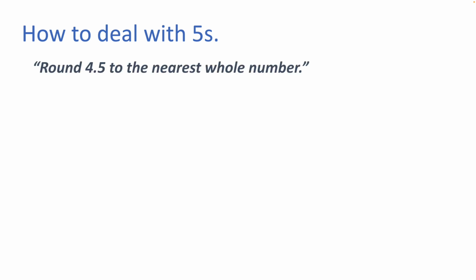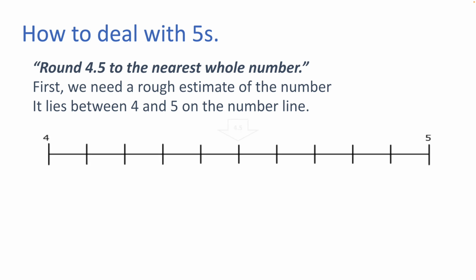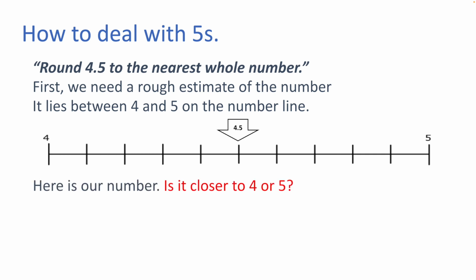So what happens then if we have a 5? So if you remember when I was talking about the number line, I said if it's a 1, 2, 3, or 4, it's going to be closer to the left-hand side. And if it's a 6, 7, 8, or 9, it means we're going to need to go up. But what about the 5s? So for example, if we look at rounding 4.5 to the nearest whole number, if we look at it on a number line, we know it's going to be between 4 and 5. But 4.5 is directly in the center. It's not closer to either side.